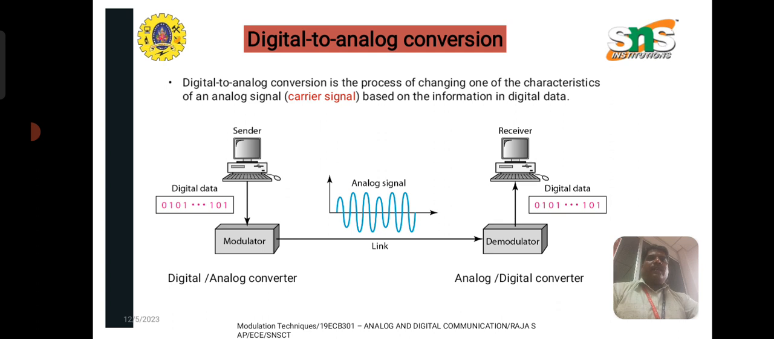So if you see this figure, digital to analog conversion is the process of changing one of the characteristics of an analog signal based on the information in the digital data. Here the data is digital, and the sender sends this digital data with the carrier signal. That is why in the link it is represented as a carrier. Again the data has to be retrieved at the receiver. So the carrier which is transmitted at the modulator side is also removed at the receiver side, and again the data is on the digital side.